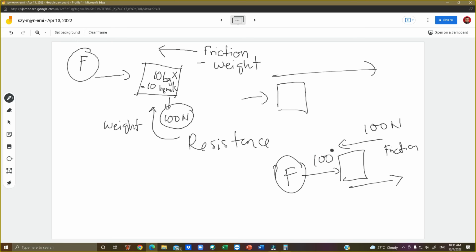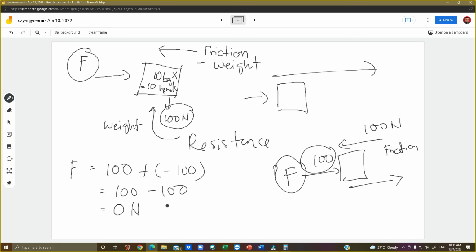Kalau kita bagi dia 100, kita tengok. In order to make it move, dia mesti ada summation of force. So, force yang bergerak ke kanan 100. Force yang bergerak ke kiri ialah negatif 100. Berapa value dia sekarang? 100 tambah negatif 100, maksudnya 100 tolak 100. Sama dengan? Sifar.